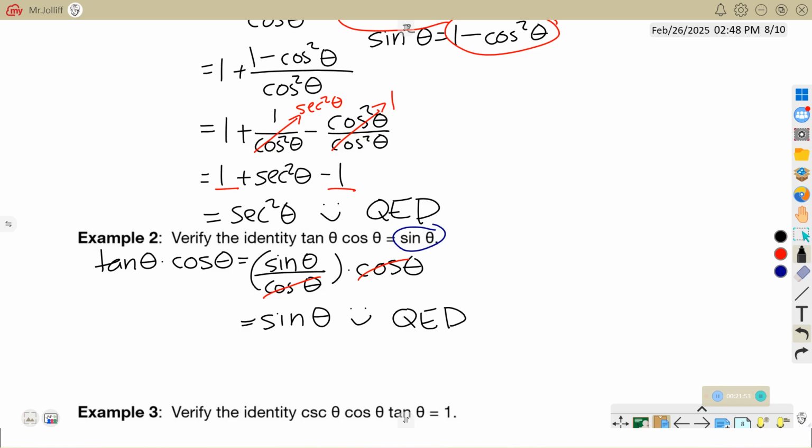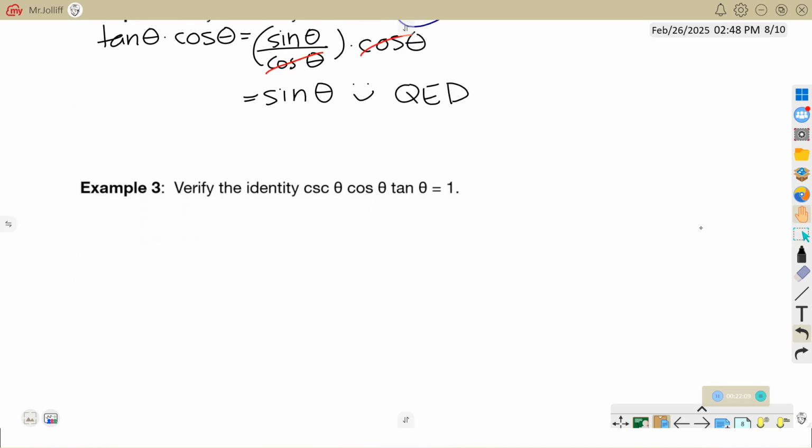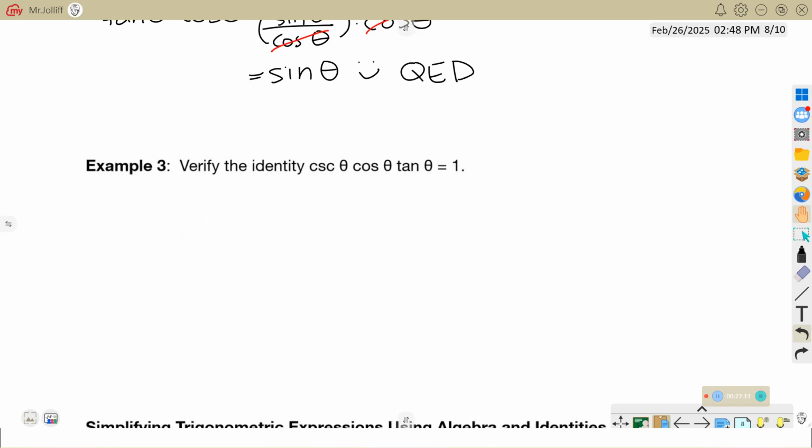I'm going to pop one more on the board, similar to example 2, a lot less complicated than the Pythagorean identity one. And I want you to try it in your small group. I'm going to give you about 5 minutes, and then we'll talk about example 3 together. That's the last thing we're going to do today, example 3. So take about 5 minutes in your small group.